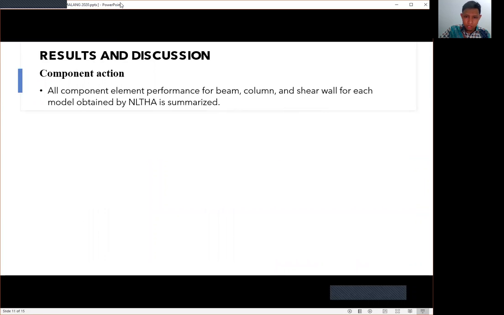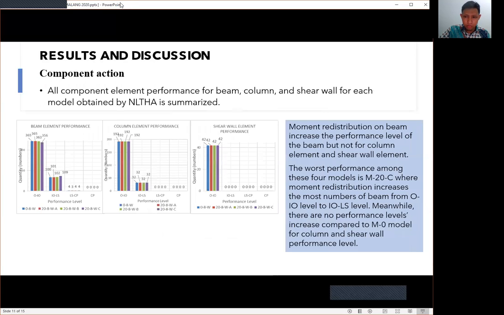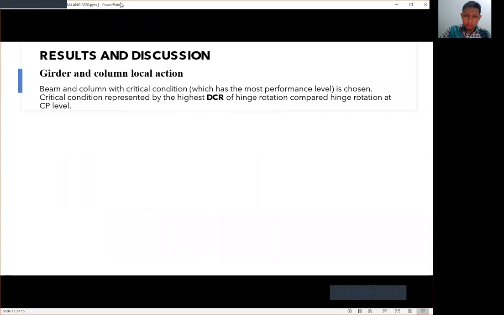Next is component action. Only component element performance is summarized. We can see from the graph here that the worst performance among these four models is M20C, where moment redistribution increases the most number of beams from the O to IO level to the IO to LS level. And while there is no column element and shear wall element that increases in performance level.